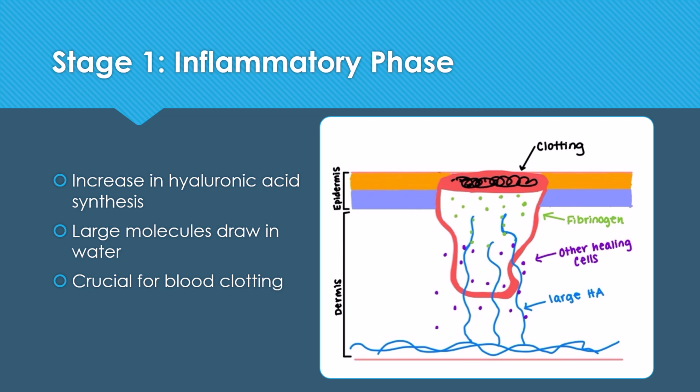Large HA molecules are used as scaffolding by drawing water to the site of injury and allowing other cells that will help with healing to get to the injury site faster. The fragments of HA also bind to fibrinogen, which is a protein that is crucial to blood clotting. The large amounts of fluid being drawn to the injury cause swelling in the area, otherwise known as edema.